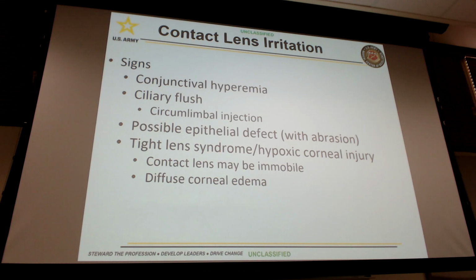Anytime you have irritation on the front surface of the eye, you're going to have redness to the eye and probably some tearing. That's pretty common. Contact lenses can obviously cause this because you're putting some foreign substance onto the eye. Again, most of the time you won't have any irritation with contacts, but that one time that you do, you're going to feel it.